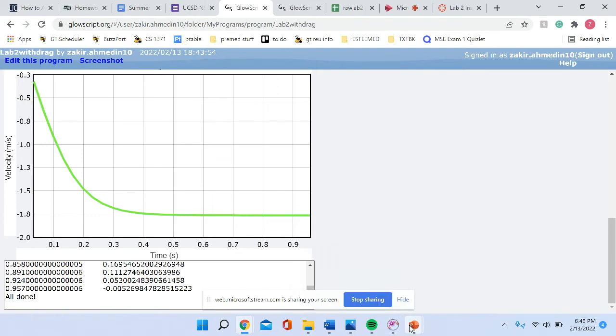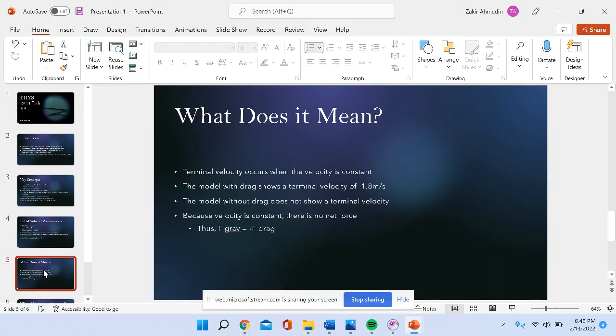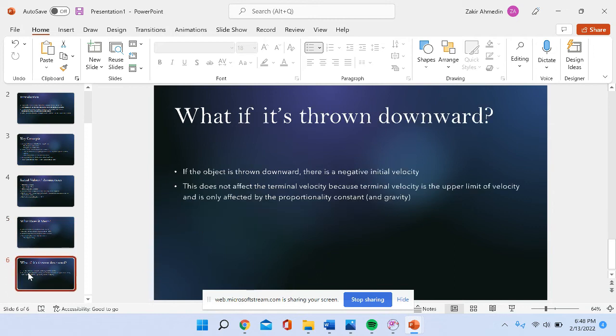So I can go to the "what does it mean" slide. Terminal velocity occurs when the velocity is constant, and the model with drag showed a terminal velocity of -1.8 meters per second. The model without drag does not show a terminal velocity because the velocity graph is linear, and because velocity is constant, there's no net force when there is a terminal velocity. Thus, the drag force is equal to the gravitational force at that instant.